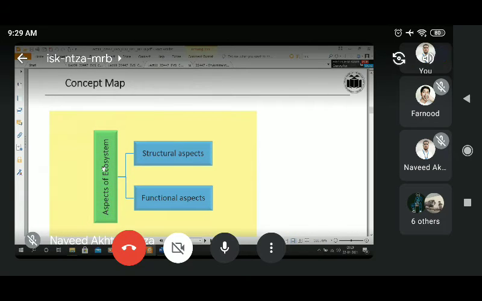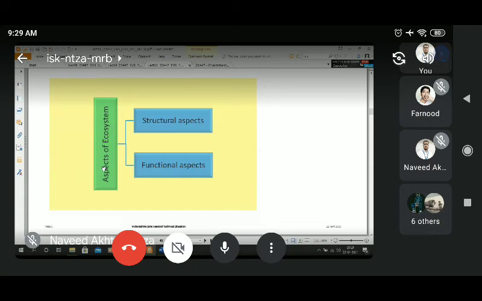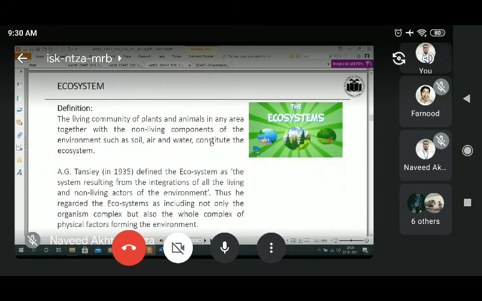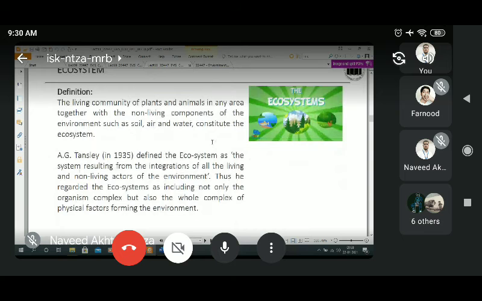So aspect of ecosystem, you can see this is divided into two segments: structural aspect and functional aspect. Before going to that, we will see what is the definition. The ecosystem is nothing but the combination of the living and non-living things, that is biotic and abiotic systems. Combinedly, they are called the ecosystem.